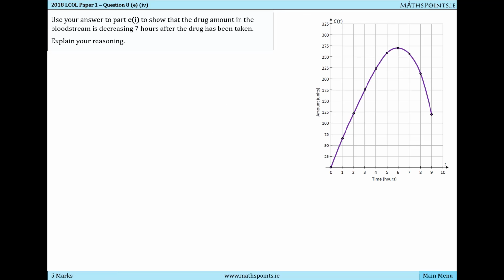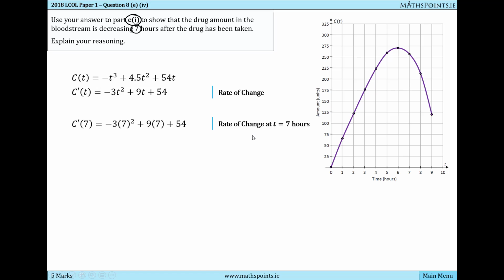Okay, E part 4 says to use our answer to E part 1, so again we're using the rate of change of the drug in the bloodstream, so that's what we found in E part 1, to show that the drug amount in the bloodstream is decreasing after 7 hours. So once again, just to write down, that rate of change was minus 3t squared plus 9t plus 54. After 7 hours means to sub 7 into that function. So when we do that and we tidy it up, we get minus 30.